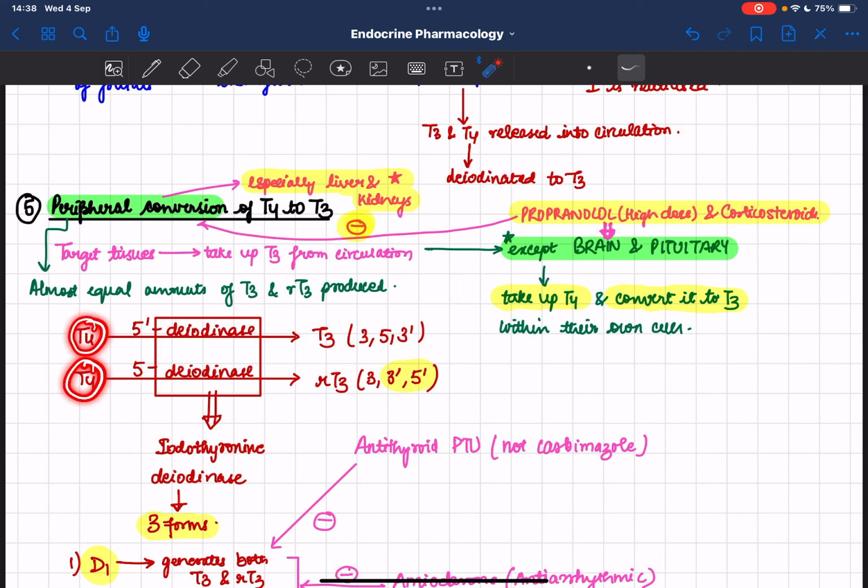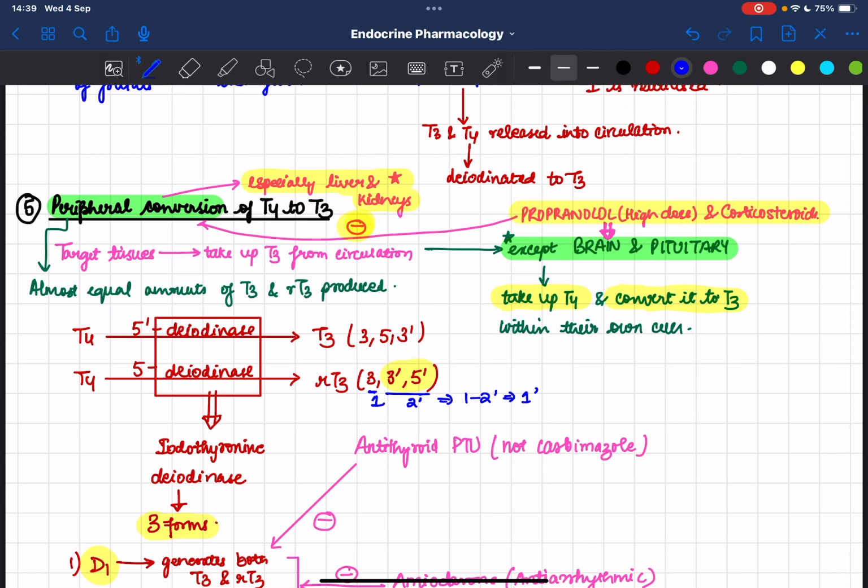There is T4. It has 3, 5, 3 prime and 5 prime. Deiodinase has different types. Deiodinase can be 5 prime deiodinase or 5 deiodinase. If 5 prime deiodinase acts, there is formation of T3, that is 3, 5 and 3 prime. But if 5 deiodinase acts, there is formation of 3 prime and 5 prime. Now please look here. There is one normal position and two prime positions. I already told you that prime position will decrease the activity. So actually RT3 does not have too much activity.